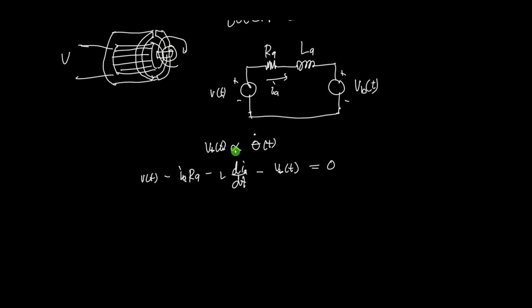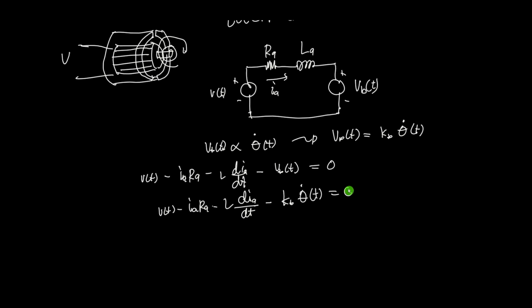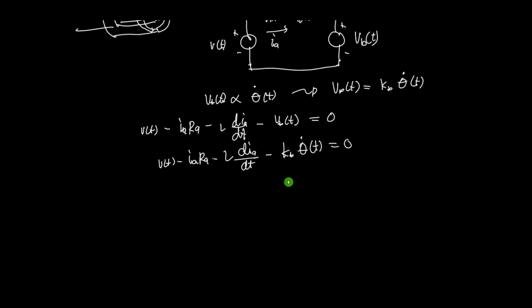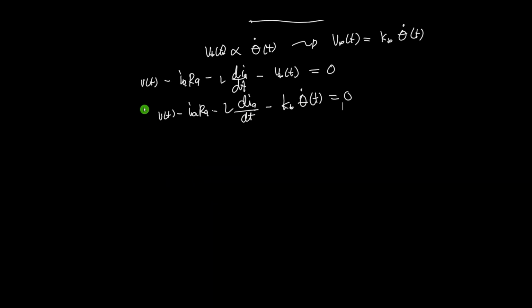And what is VB of t? From here, we can just say that VB of t, the back EMF, is the back EMF constant KB times theta dot of t. And we can substitute it here. So we have V of t minus IA RA minus L dIA/dt minus KB theta dot of t, and this is equal to 0. You can apply the Laplace transform to convert this. These are all in the t domain, so we need to convert them into the s domain. So we need to apply Laplace.